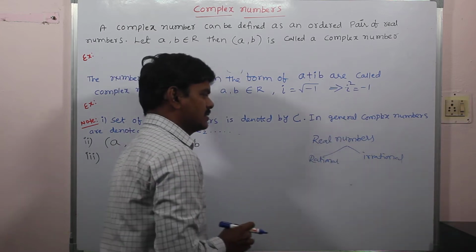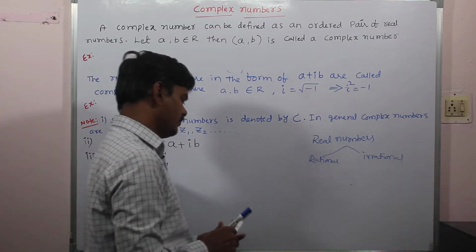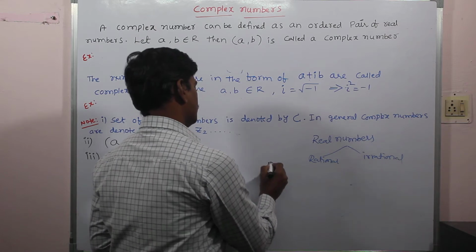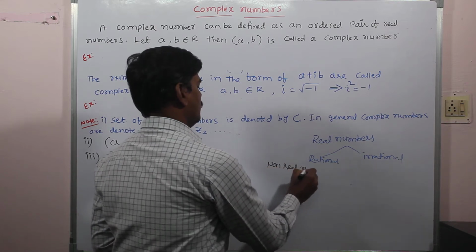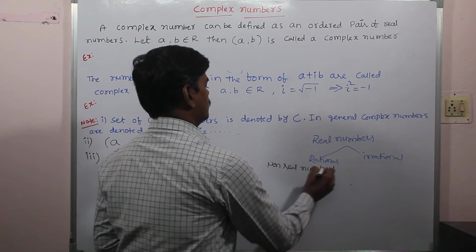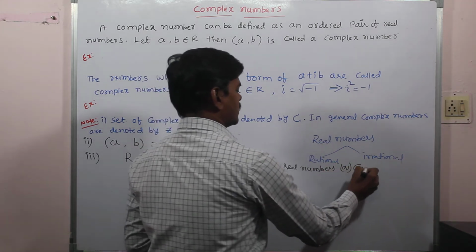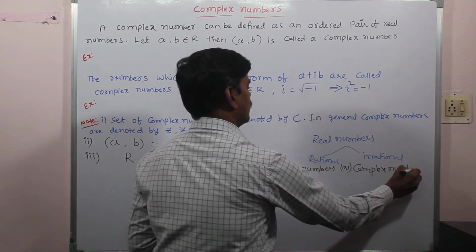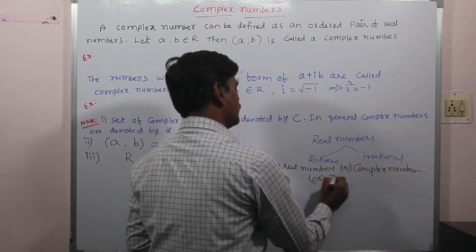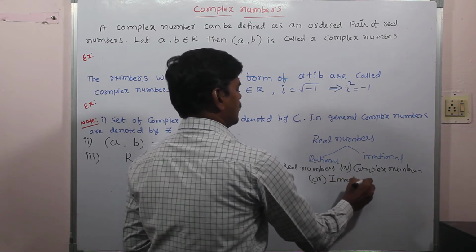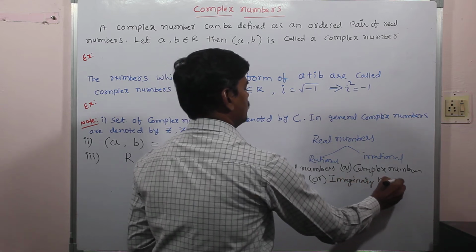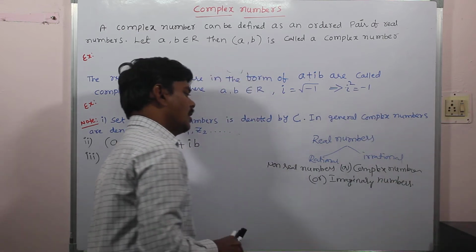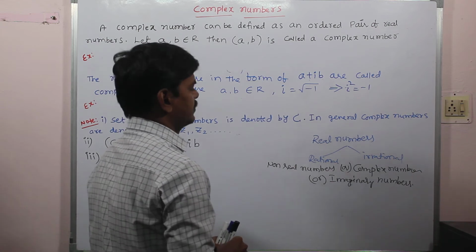Along with real numbers, there exists another type of numbers called non-real numbers, or complex numbers. These non-real numbers are also called complex numbers, or sometimes imaginary numbers. First of all, we will see how these complex numbers were introduced.